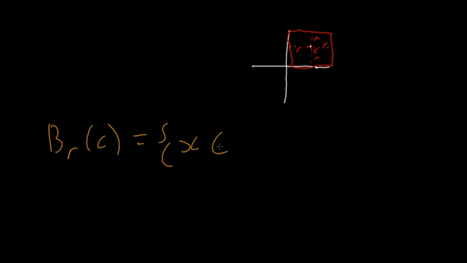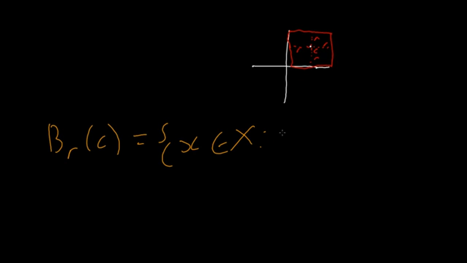So the ball is going to be everything that is less than r distance in any one direction. So these are the points. So this ball is in fact a square. And so the ball of radius r around C is going to be the set of all points x in X. So these have coordinates x1, x2, and C has coordinates c1, c2.